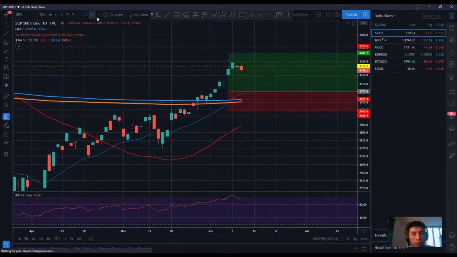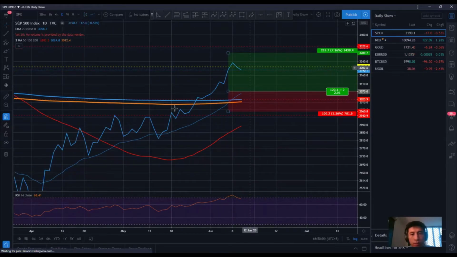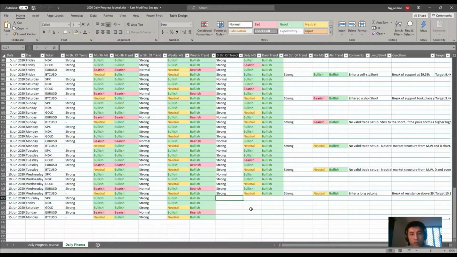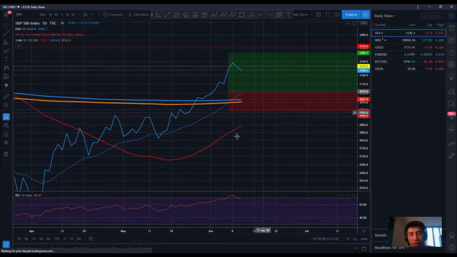Okay, but if you're looking at the update, as you can see, market structure remains very clearly in the uptrend. The trend remains normal actually, because these moving averages are not aligned nicely in terms of 50, 150, and 200. But otherwise, price is above the 200 simple moving average, and also is making higher highs and higher lows.